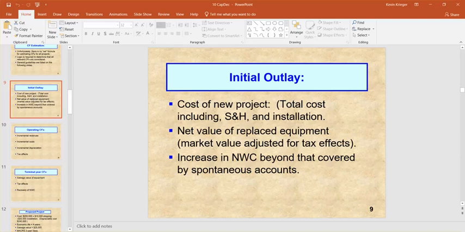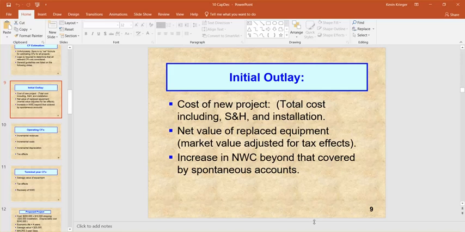Let's see what else. You'll get to sell some old assets sometimes to begin a project, and any cash flow that you generate from that after tax is an incremental cost that depends on whether or not you did the project. So those would be included if applicable. That makes problems where you're replacing old equipment potentially a little more complicated than projects where you're just doing brand new machinery for the first time. And then increases in net working capital beyond that covered by spontaneous accounts. What's that all about?